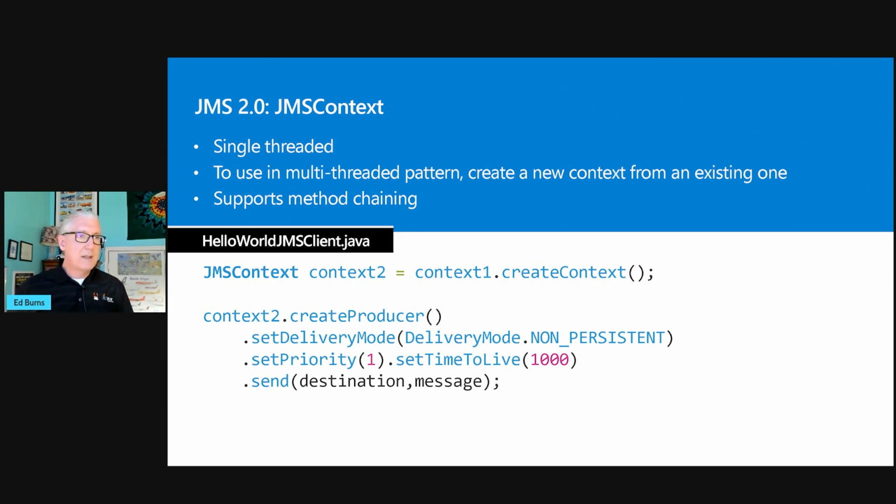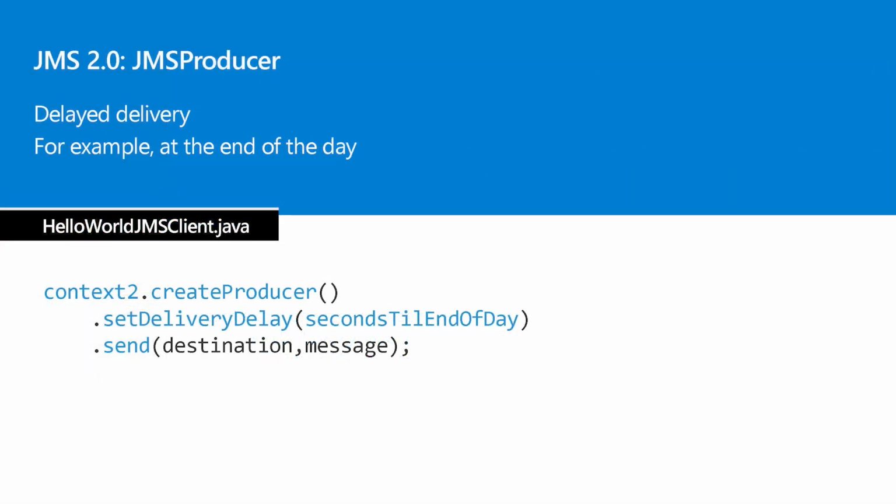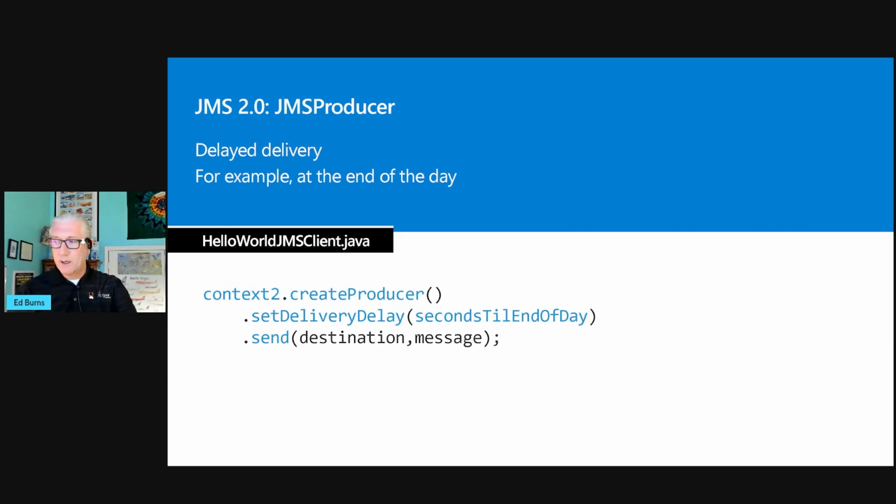On the producer side, that's the context. Next we have the JMS producer. Some of the new features are delayed delivery. You can send a message, but it will only be sent at some delay from when you actually ask it to send. For example, at the end of the day, if you're doing batch processing or some kind of delayed process, it's a useful feature. This is also present in the Azure Service Bus messaging premium tier as a separate thing, but we implement it for JMS 2.0 as well.